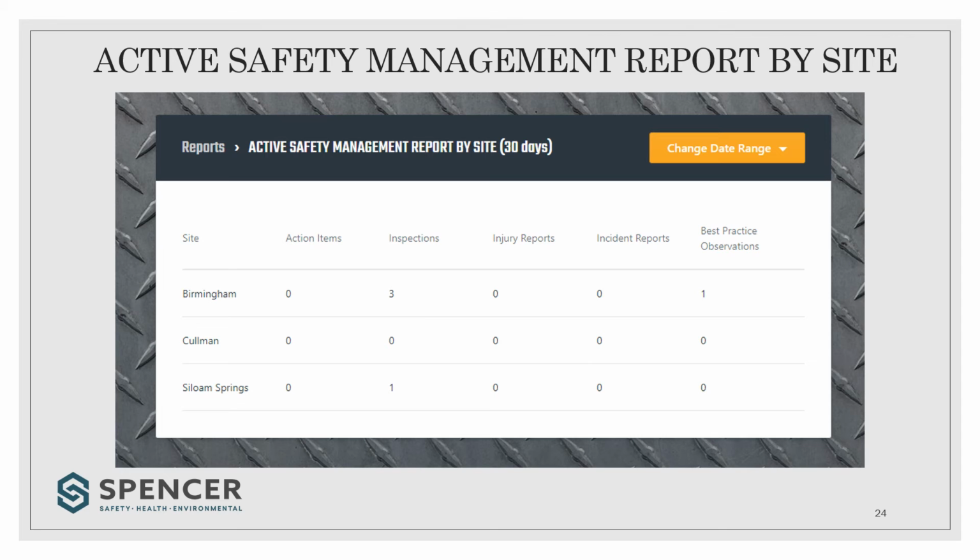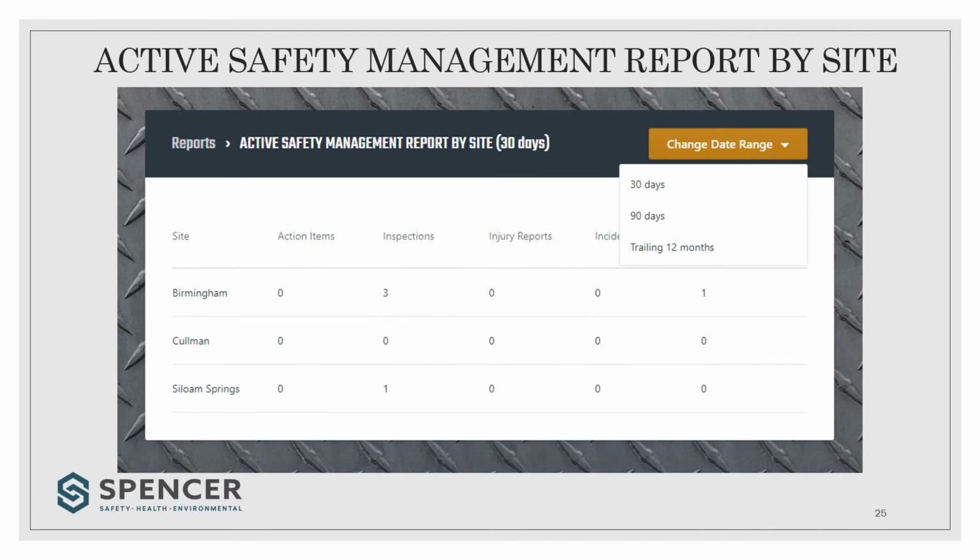So active safety management reports by site shows you open action items, inspections, injury reports, incident reports, and best practice observations. And you can change the date range on this from 30 days to 90 days or trailing 12 months.